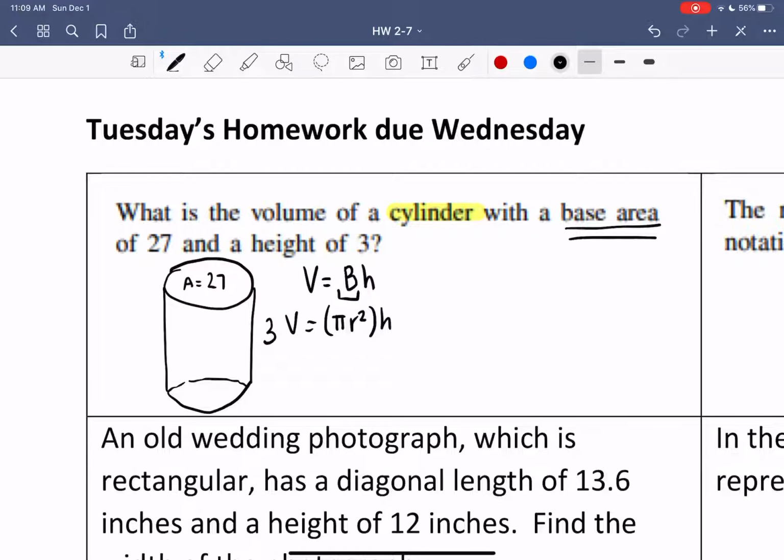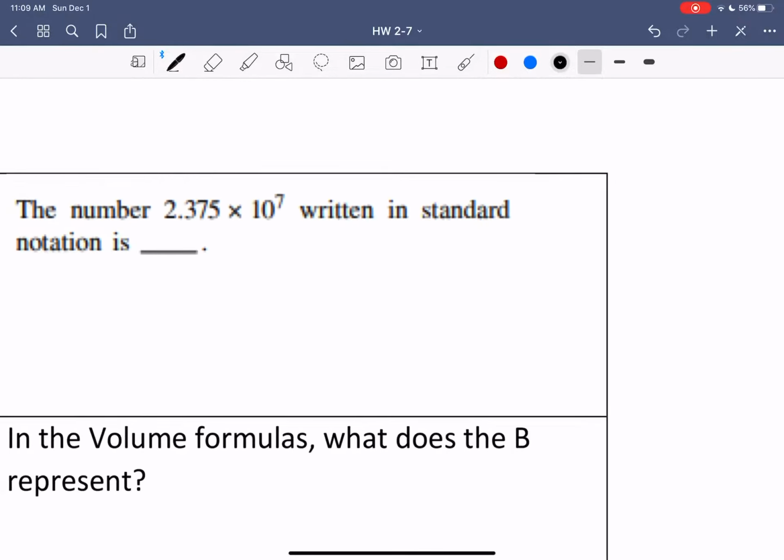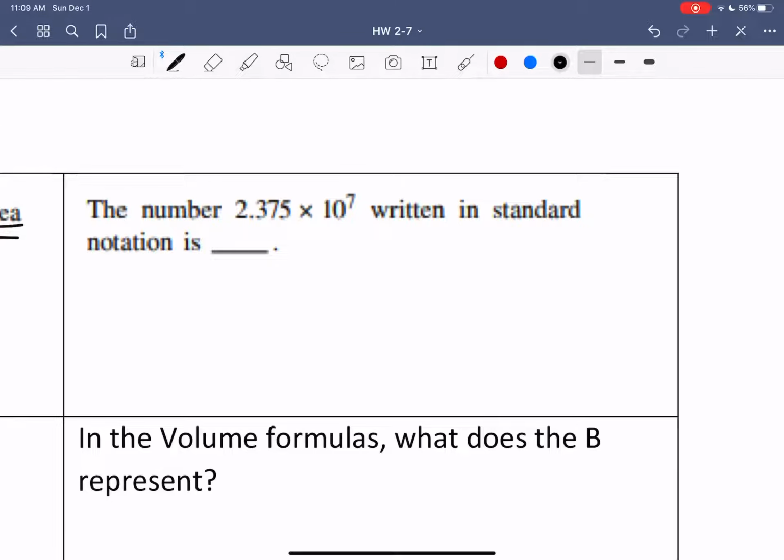But in this case, they already gave us the area of the base. They told us that this is 27. And then we just have to substitute in our height. The next question asks for the number 2.375 times 10 to the 7th written in standard notation.